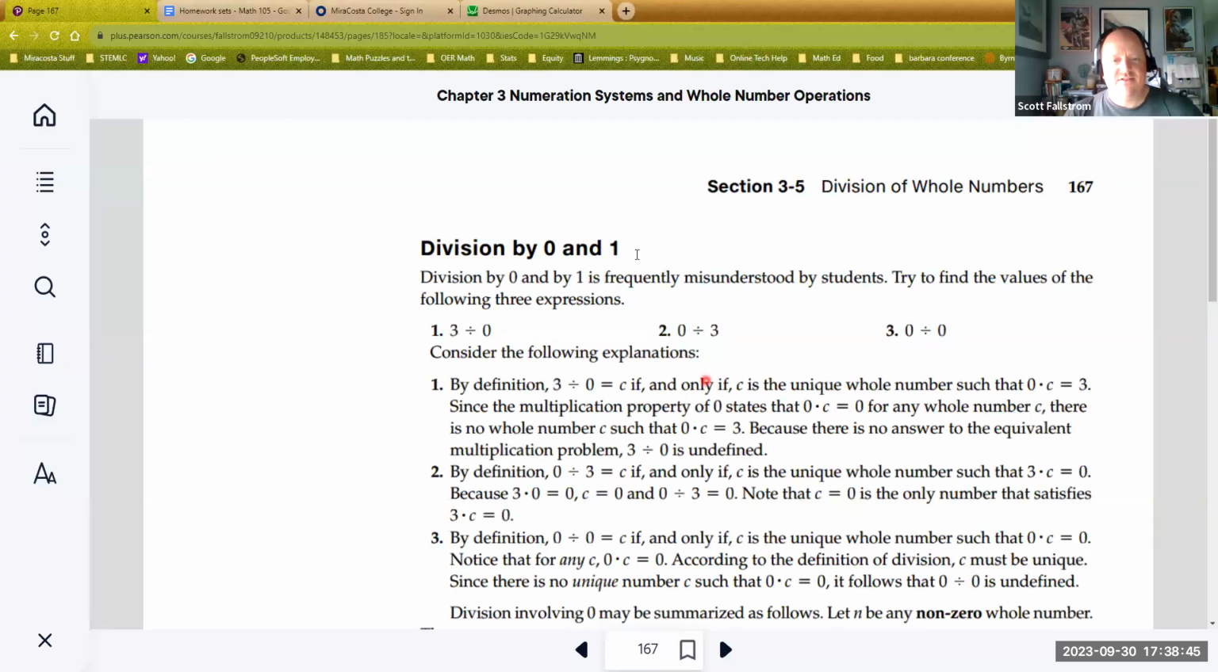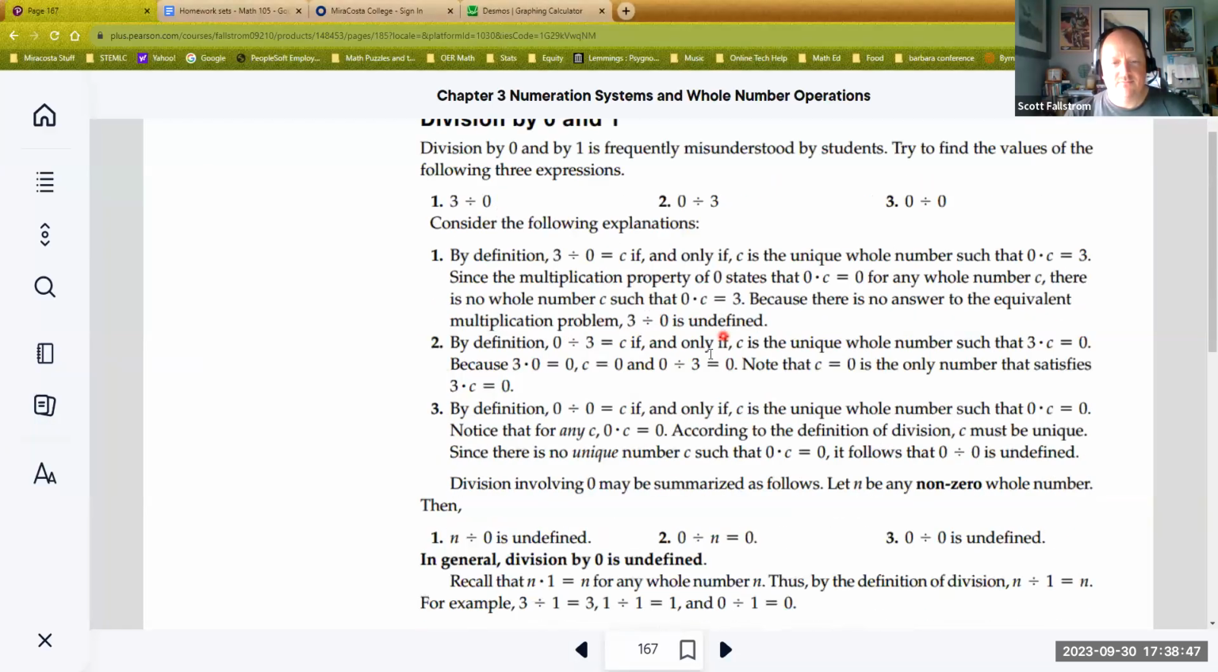Cool. Let's see here, division by 0 and 1. Yeah, so they're using the same definitions that I am. They're saying there is no unique number. Yeah, I also have an issue with this because if you go back to the definition, it says B cannot be 0. So by the definition, you could say it's undefined because the definition tells us so. That's why I don't like having that other piece that says B cannot be 0.